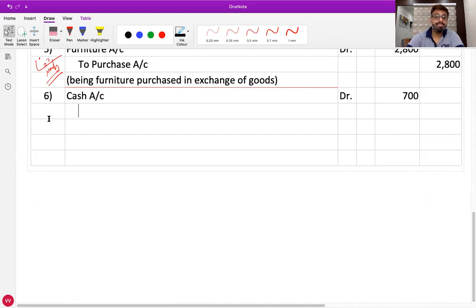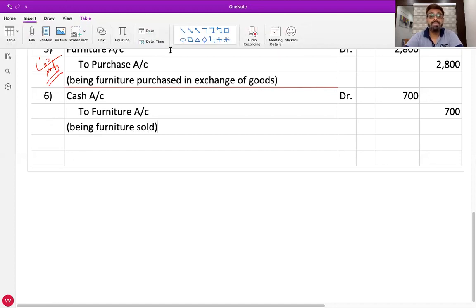Second effect? Furniture goes out. Credit what goes out. To furniture account credit with 700. Being furniture sold. Did all of you understand this? Yes, sir.